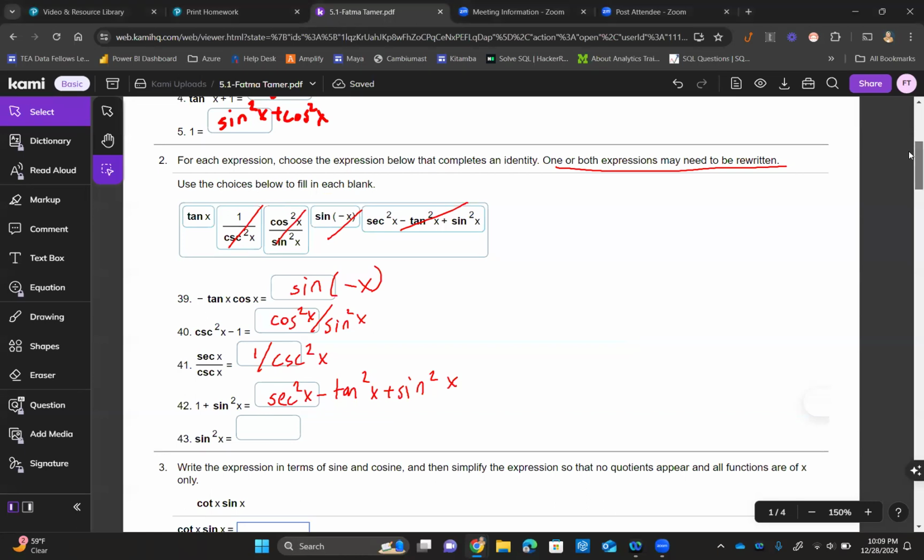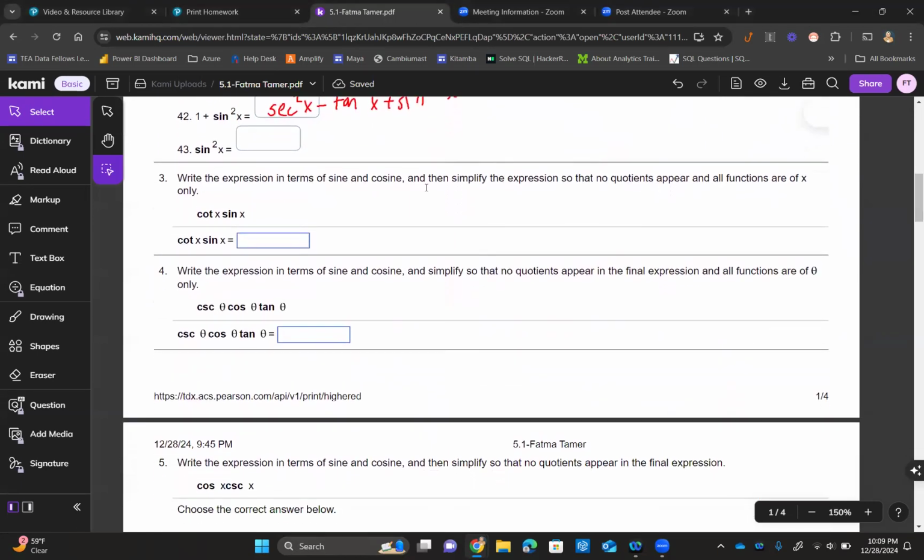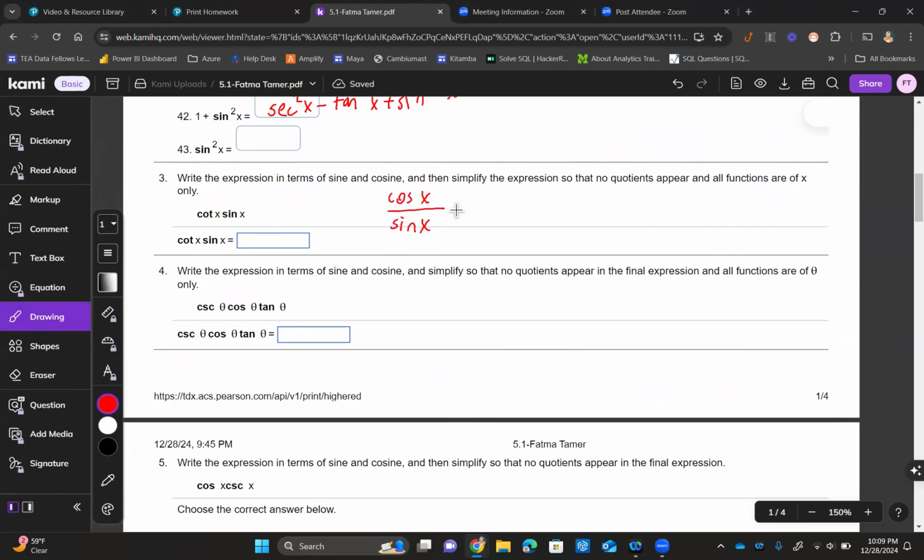for question 3. It says to write this expression in terms of sine and cosine. So instead of cotangent of x, we can write cosine of x over sine of x. And then this cotangent of x is getting multiplied by sine of x. So the top sine of x and bottom sine of x cancel out. And then the final answer will be just cosine of x for this question.